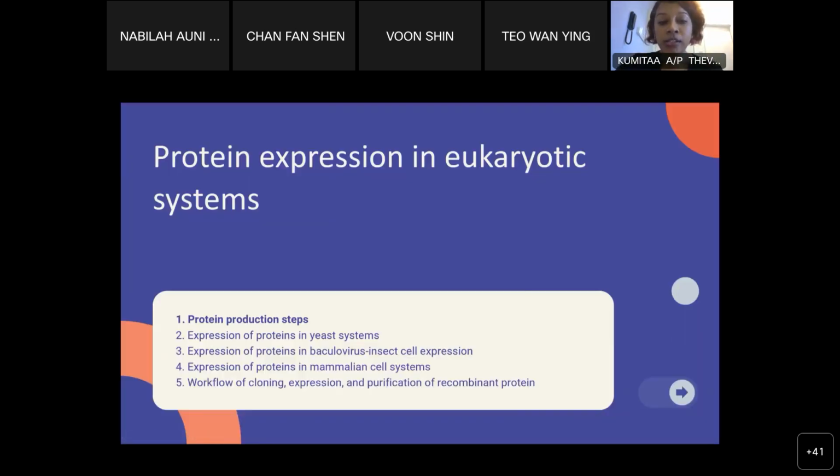So today's overview is we will be going over different protein production steps. We'll talk about how you can express protein in yeast systems. We'll talk about two different yeast systems, baculovirus insect cell expression, and mammalian cell systems. Something good to remember, or your take home from today's lecture, would be what are the differences and the advantages and disadvantages of each of the different systems. And then we'll end with the workflow of the cloning, expression, and purification of recombinant protein.